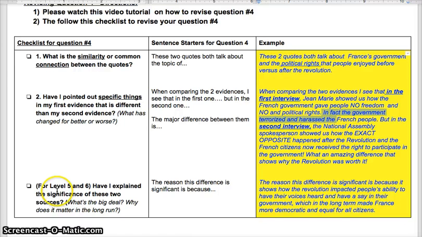And then the next part is optional for people who want to get level 5 and 6, which is to explain the importance of these two quotes. So what? Why is this a big deal? And if you want to do that, please pause and look at how I did this, and here's my example for that. But this is optional if you want to get a level 5 or 6.